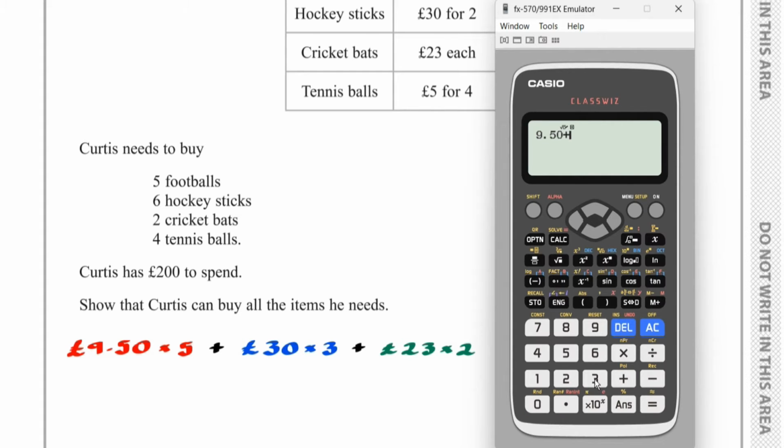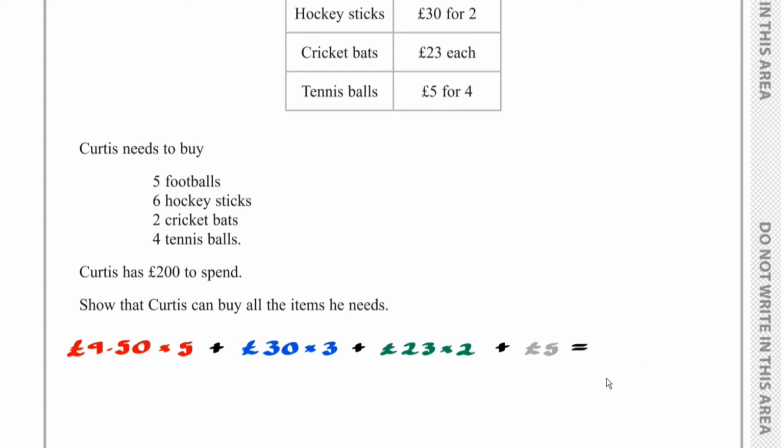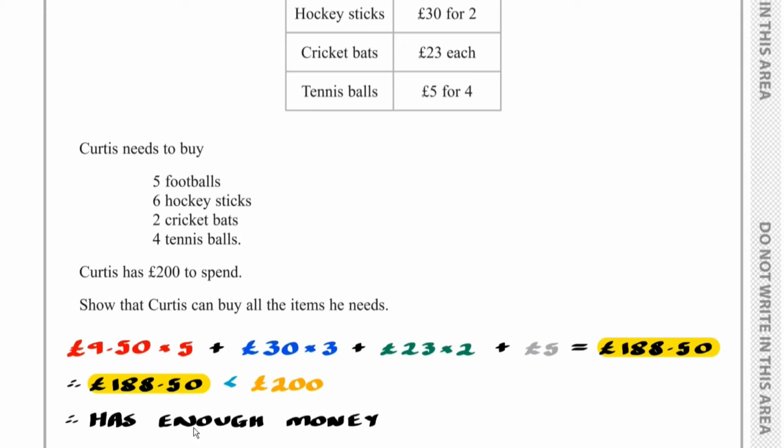£9.50 multiplied by 5 plus 30 multiplied by 3 plus 23 multiplied by 2 plus 5. That gets us 188.5. So the total cost is £188.50. And if I compare this amount to the £200, we can see £188.50 is less than £200, so he has enough money.